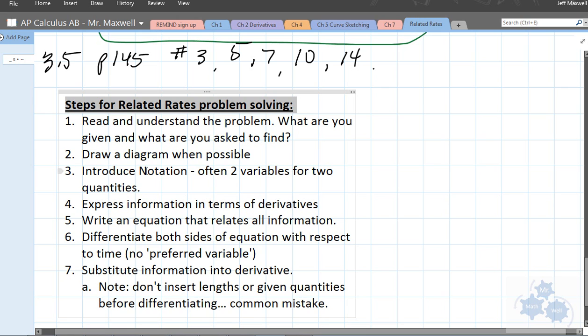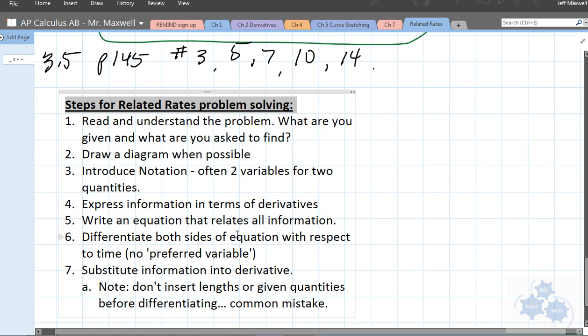Number 3, introduce notation. So you have two variables for two quantities usually. Number 4, express the information in terms of derivatives. Remember, we're talking about two rates of change here in these problems. A rate of change is a derivative, so connect all that. Number 5, find an equation or some kind of relationship that relates all the information. It could be a volume formula, Pythagoras' theorem, or a simple ratio of similar triangles, anything that relates the two variables.